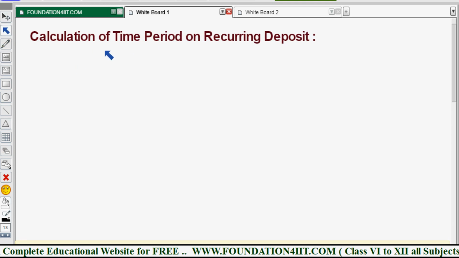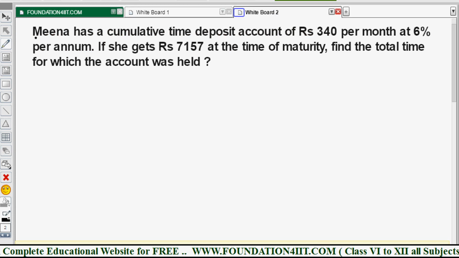Now let us see the topic, how to calculate the time period on a recurring deposit in these problems. Whenever the principal amount, rate of interest and maturity value are given in a question, how do we find the time period? So when they give these three, how to find the time period. Okay, observe this question here.